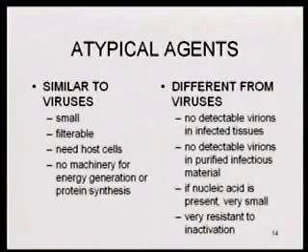We can't find detectable virions. People have looked long and hard, and nobody's found anything that looks like a typical virion. And if you purify the infectious material from these brains, you still can't find anything that looks like a virus particle in it.